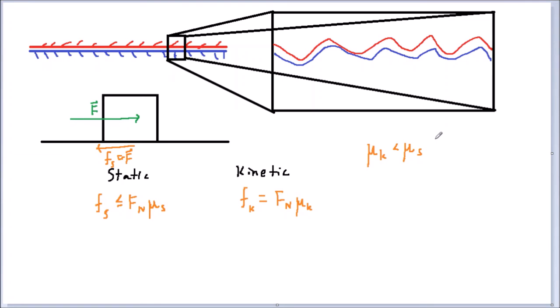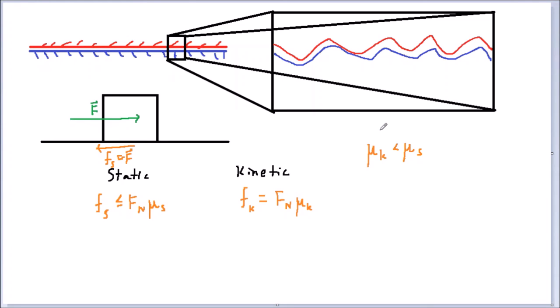This is due to the fact that while these objects aren't moving, all these mountains and hills and whatever are going to be locked into each other like teeth. So it's going to be really hard to get them to start moving. But once these objects do start moving against each other, these ridges are going to start bouncing against each other. Since they won't get locked in like before, there's now some amount less force trying to impede this motion. So the friction force is going to decrease.